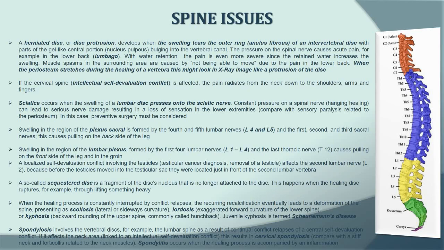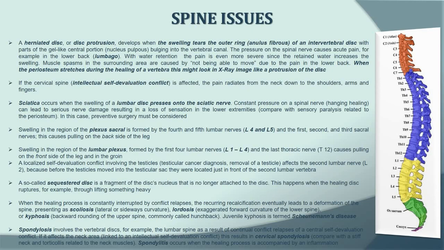A so-called sequestered disc is a fragment of the disc's nucleus that is no longer attached to the disc. This happens when the healing disc ruptures, for example, through lifting something very heavy. Also, when the healing process is constantly interrupted by conflict relapses, the recurring recalcification eventually leads to a deformation of the spine, which presents itself as a so-called scoliosis or lordosis, which is an exaggerated forward curvature of the lower spine, or a so-called kyphosis, which is a backward rounding of the upper spine, commonly also called hunchback. Juvenile kyphosis is also termed Scheuermann's disease.